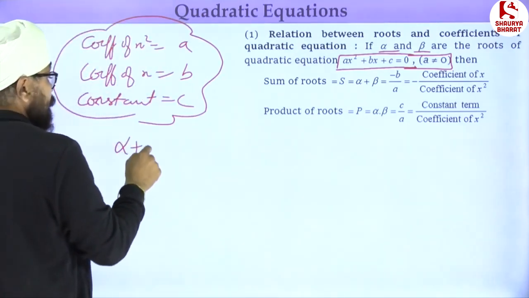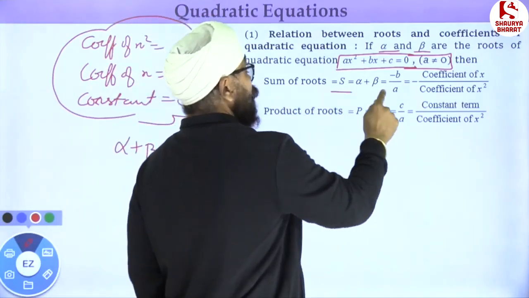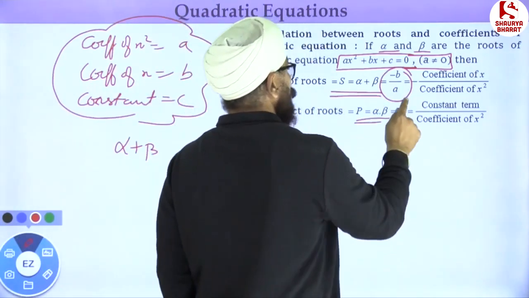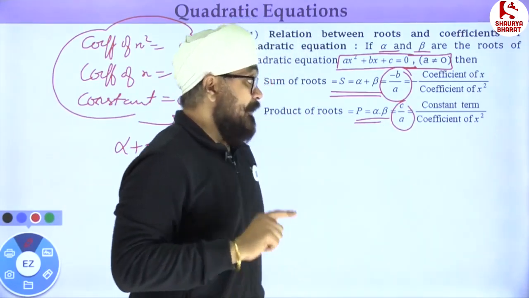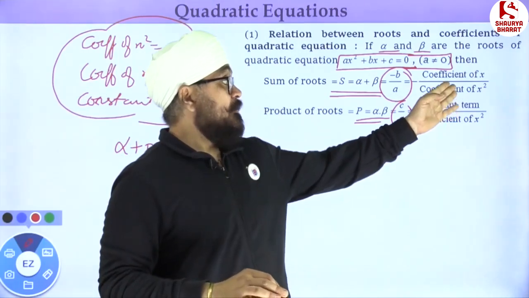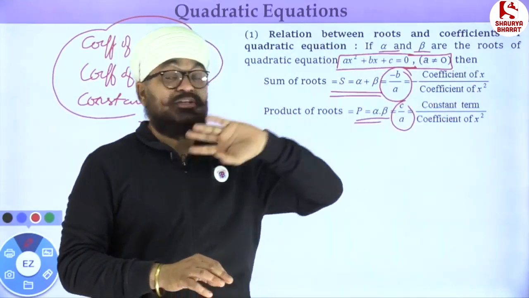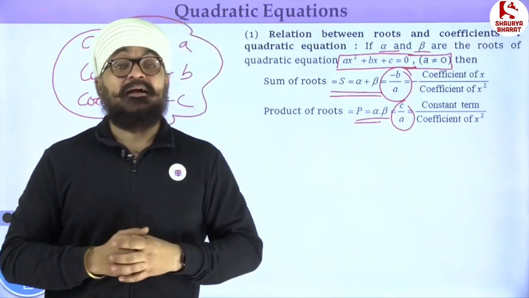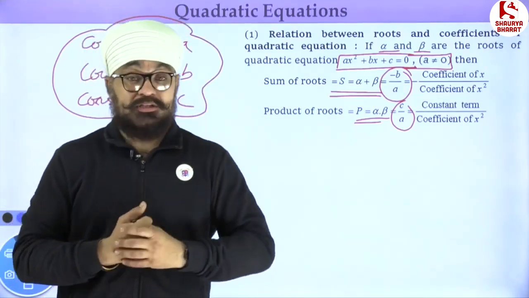So alpha plus beta, the sum, is equal to minus b upon a, and alpha into beta is c upon a. That is the constant term divided by the coefficient of x square. So this is a very important result that we are going to use in the quadratic equation.